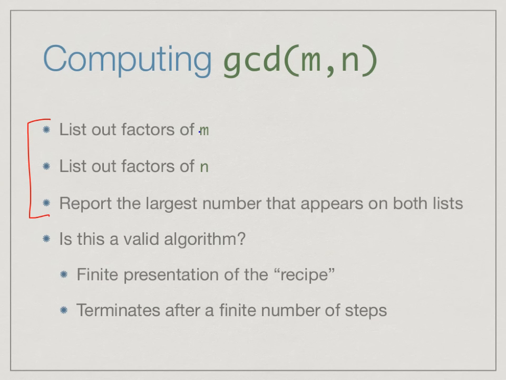The other requirement of an algorithm is that we must get the answer after a finite number of steps. Now this finite number of steps may be different for different values of m and n. You can imagine that if you have a very small number for m, there are not many factors. If you have a very large number for m, you might have many factors. So the process of listing out the factors of m and n may take a long time. However, we want to be guaranteed that this process will always end, and then having done this, we will always be able to find the largest number that appears in both lists.